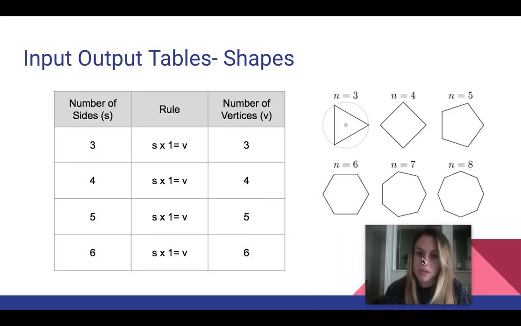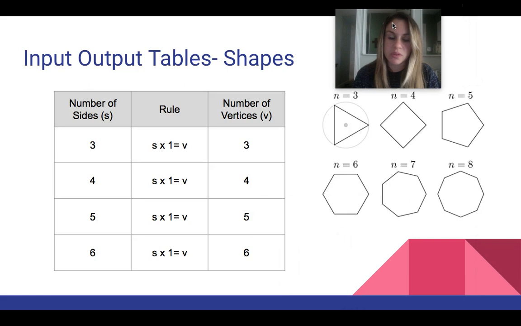Okay, here's an example of shapes. We can see that if a shape has three sides, the relationship between sides and vertices is a one-to-one correspondence, meaning that that rule would be multiplying times 1. Number of sides equals the number of vertices. Okay, let's take this a little step further.